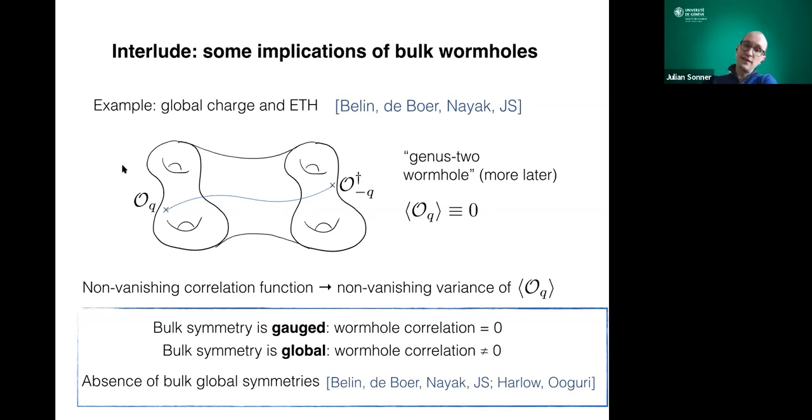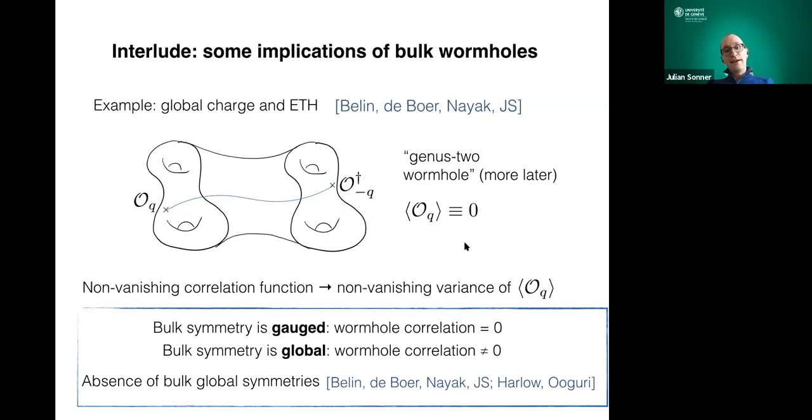Well, actually, the story is a little bit more interesting because you can show that if the symmetry in the boundary corresponds to a gauged symmetry in the bulk, then everything is fine. Because if there is a gauged symmetry in the bulk, then you actually have to have a Wilson line that goes between these 2 operators, and you can use some very simple arguments, essentially Gauss's theorem, that in fact, the correlation function is 0, even though this wormhole exists. So we also have 0 variance. We have 0 expectation value, 0 variance, and 0 higher moments.